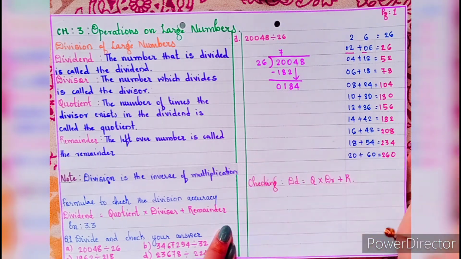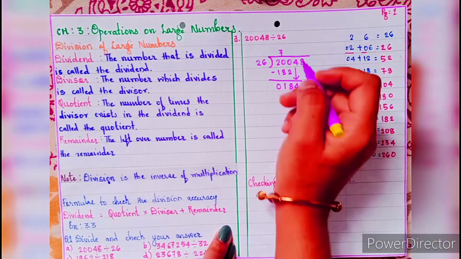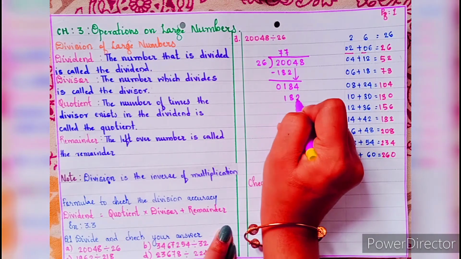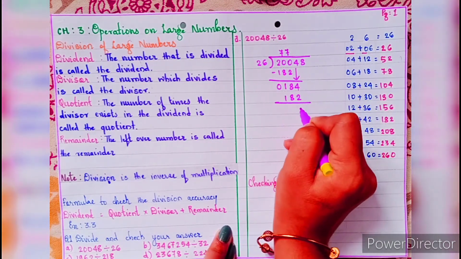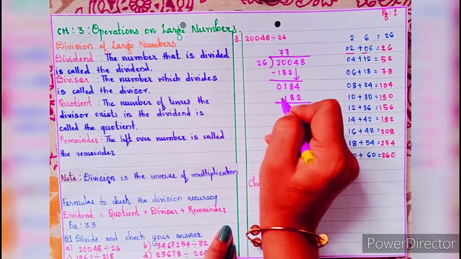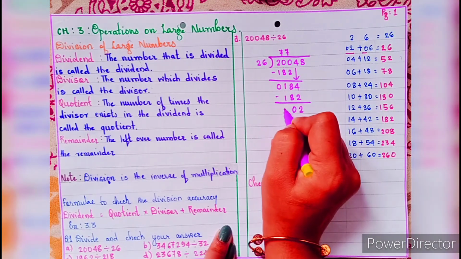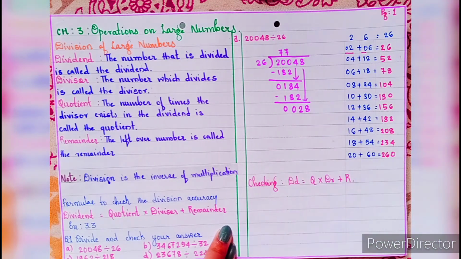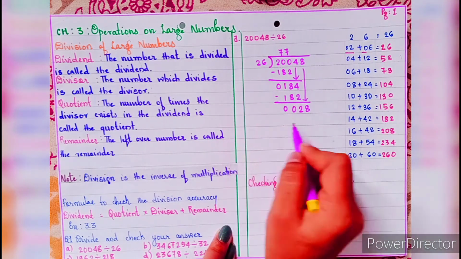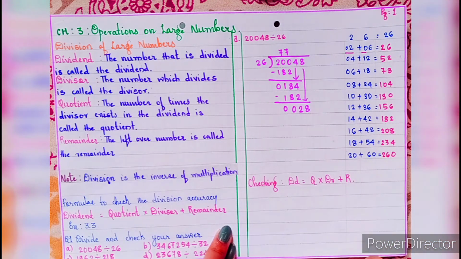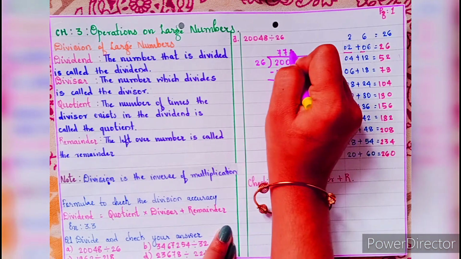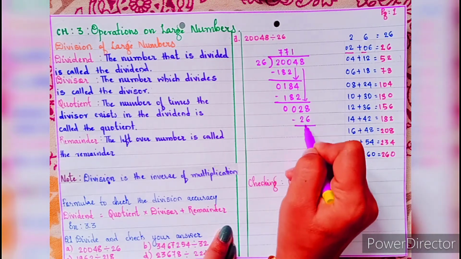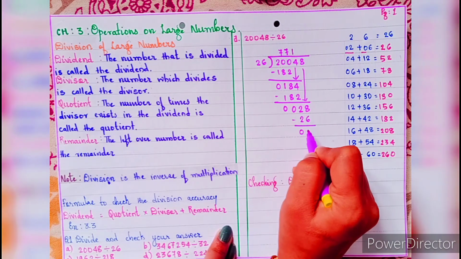Now again, which is the nearby number? 182. The 7s are 26, 7s are 182. From 4 2 goes out, remains 2. From 8 8 goes out, 0. From 1 1 goes out, 0. Now take the next digit down, 28, right? So now 26, so just say the nearby number is 26 only. So what I will do, 26 1s are 26, and from 28 26 goes out, how much remains? 2.